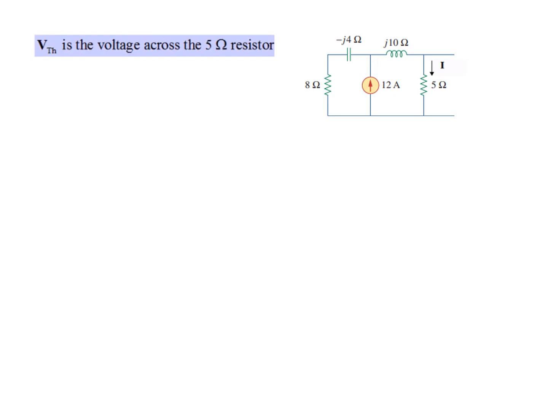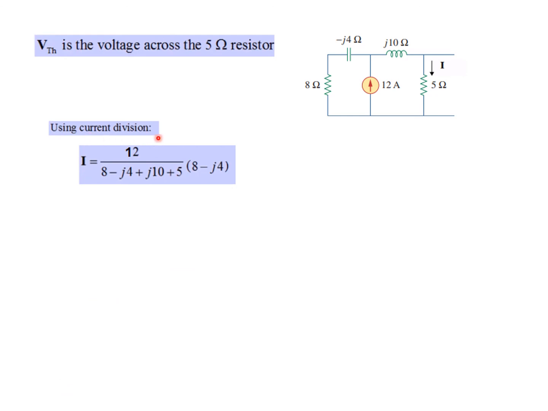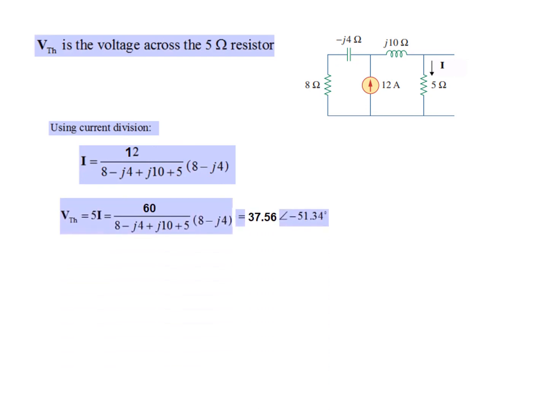Now you can find this current by the CDR. This is dividing into two paths, so let's apply CDR. By current division rule, I is the total current divided by total impedance, that is this plus this, and multiplied by the opposite arm. We need to find the current in this arm, so we multiply by the opposite arm, 8 minus J4. So this is the current, and now V Thevenin, as we mentioned, will be 5 times I. Solving, we find 37.56 angle minus 51.34.